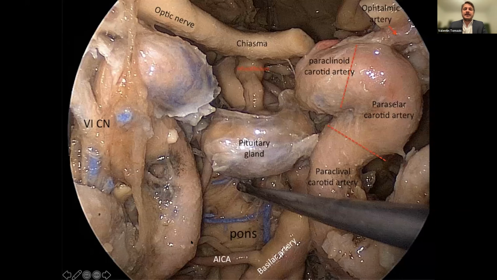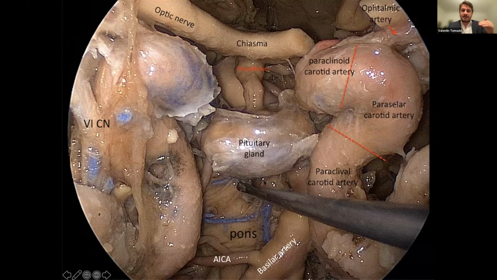In a total dissection, what you can see there is the pituitary gland with its pituitary stalk, the infundibulum. You see the chiasm running anterior to the pituitary stalk, and very importantly, the free parts of the carotid artery and its siphon, the paraclinoid artery, which is the closest towards medial and towards the sellar space, the parasellar carotid and the paraclival carotid artery. Inferiorly to the sella turcica, you can expose the clivus.